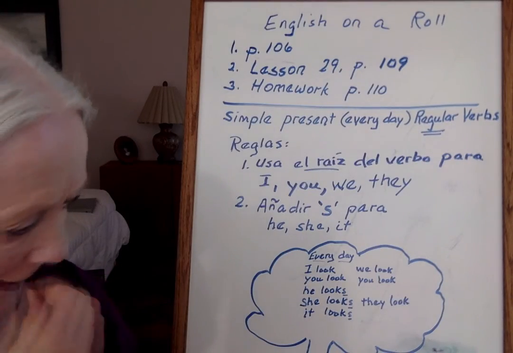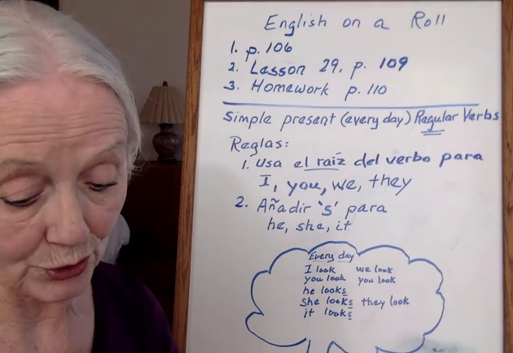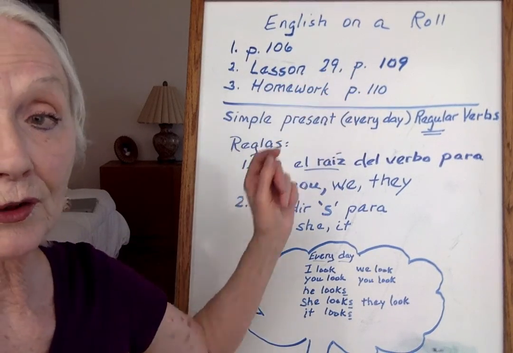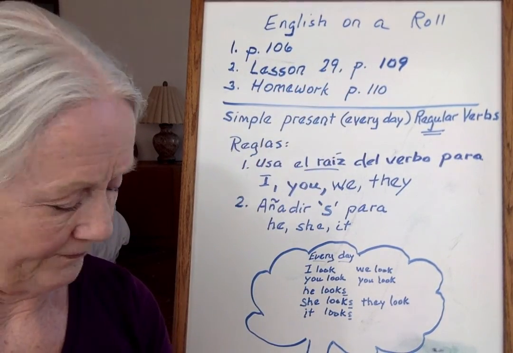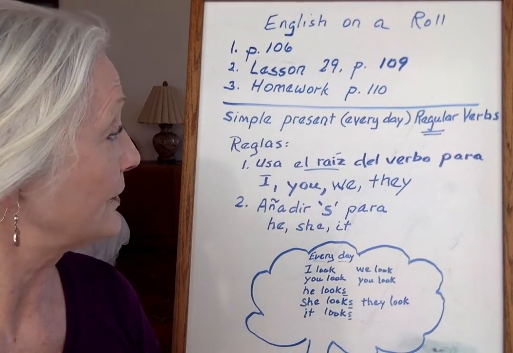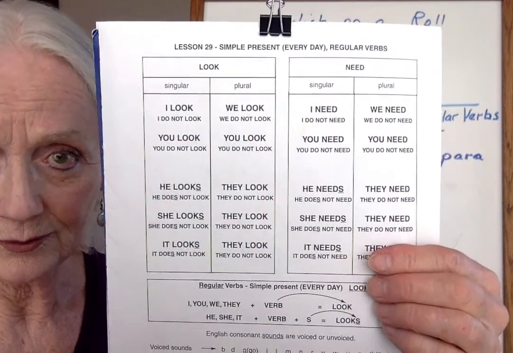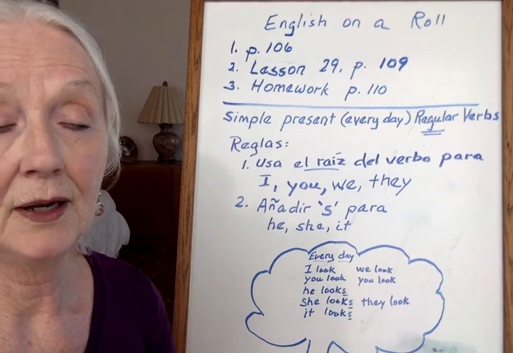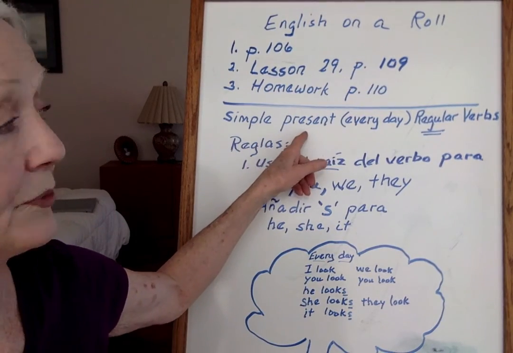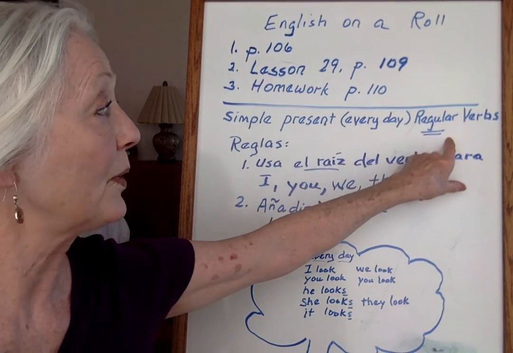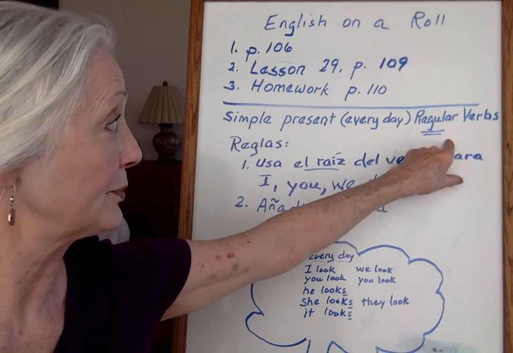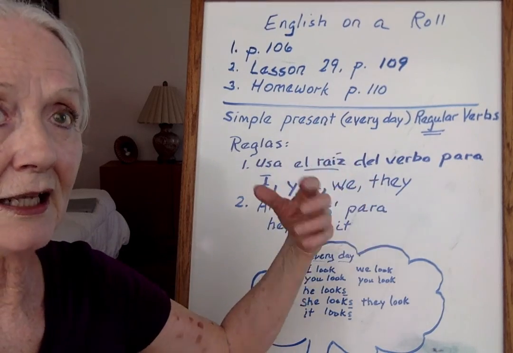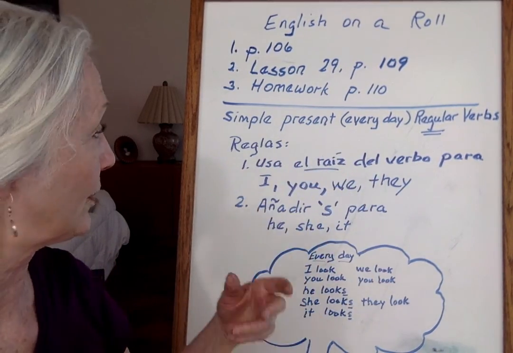So there we are. Now, what we are going to do is to look at lesson 29, page 109. We'll look at that in a moment. What I want you to know is this. We're going to talk about the simple present. We're talking about verbs, and we're going to talk about regular verbs. Simple present is every day. Remember again and again. Una y otra vez y otra vez.